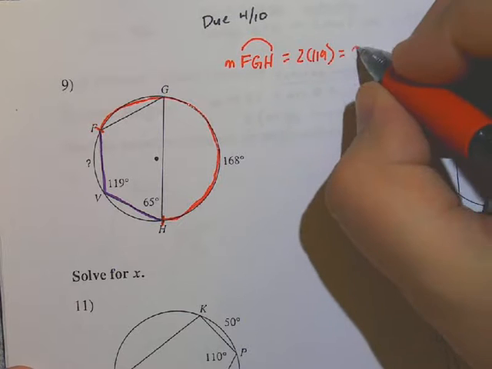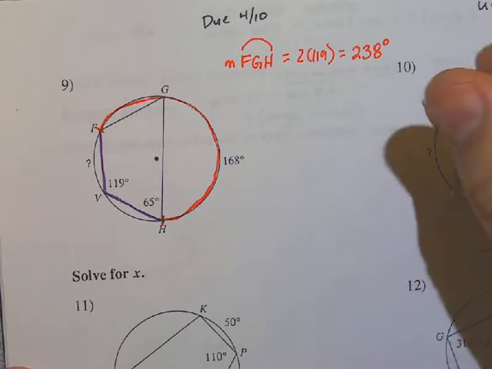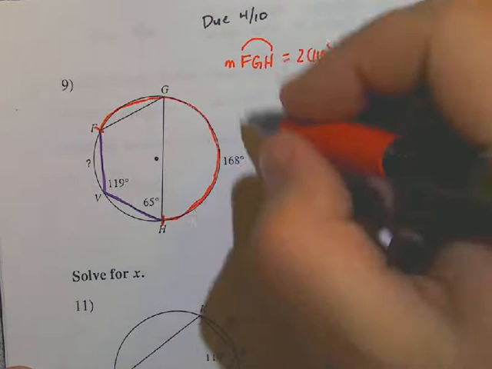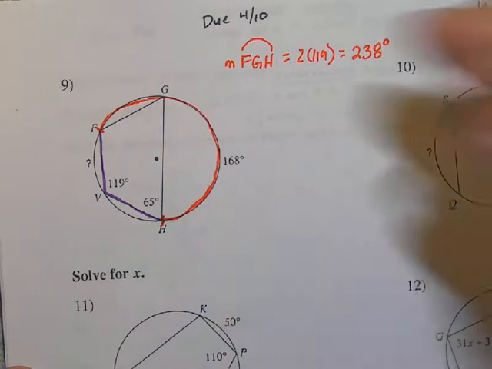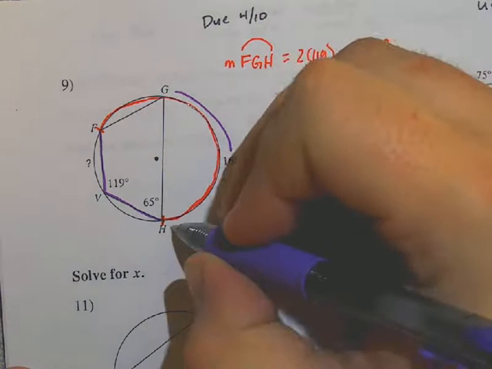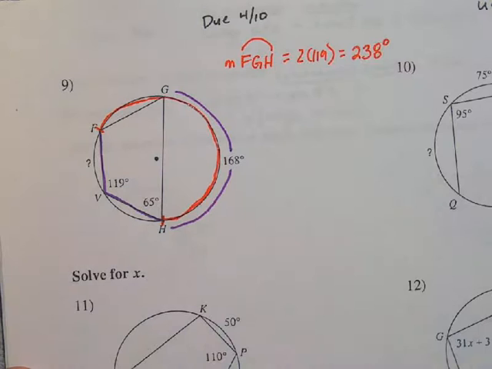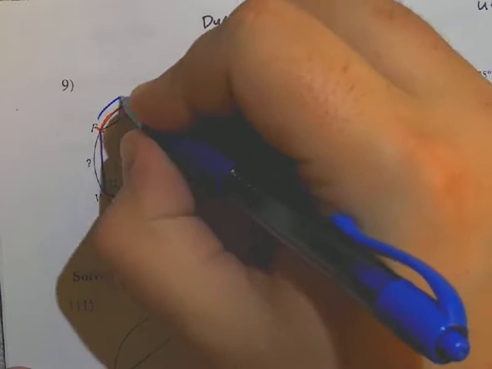That's going to be, see, 2 times 100 is 200, 2 times 10 is 20, 2 times 9 is 18, so that's 238 degrees. So this is 238 degrees in total here. But this section from here to here is 168.